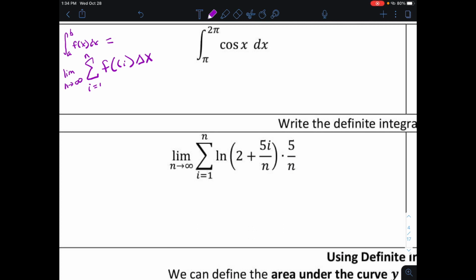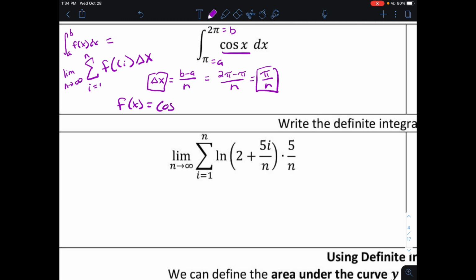What I need to do is start finding these pieces. Change in x is the width of my subintervals. The width of my subinterval, change in x, is equal to b minus a over n, the n representing the number of subintervals I'm using. For a definite integral, a is the lower limit and b is the upper limit, so change in x is 2 pi minus pi over n, which is just pi over n. So I know that change in x is equal to pi over n. Now, looking at our problem, the function f of x is just cosine of x.